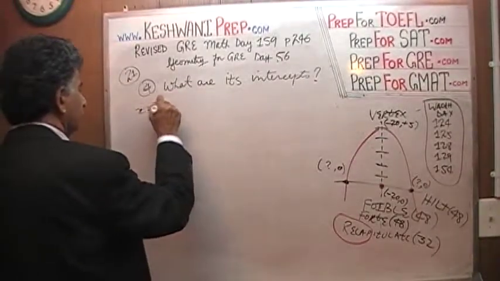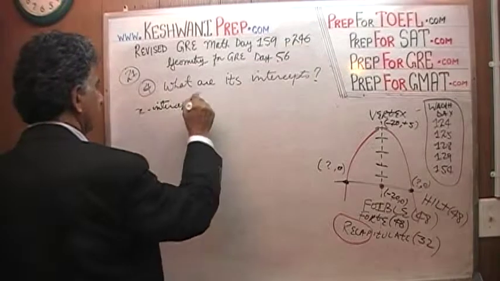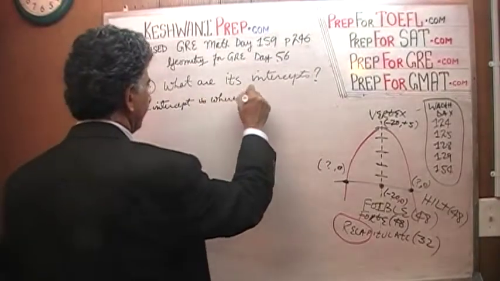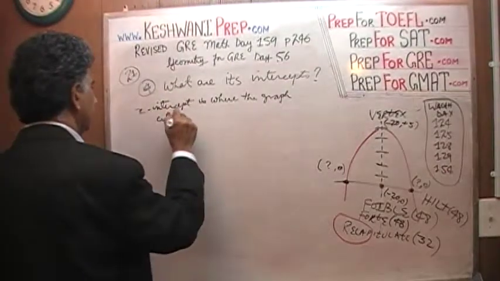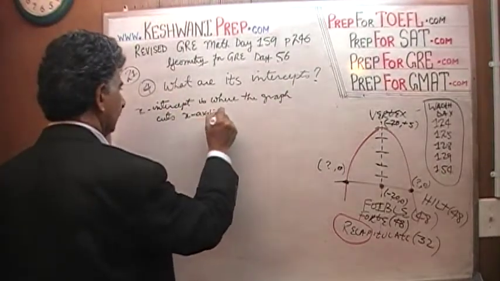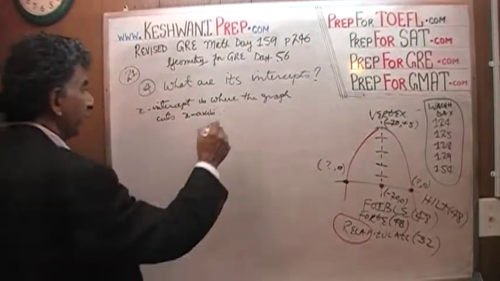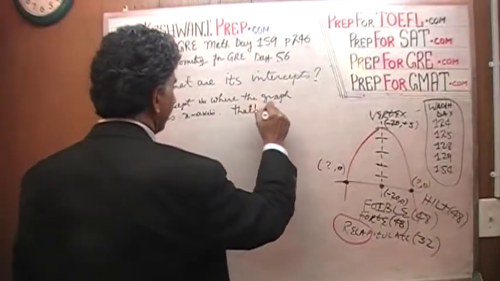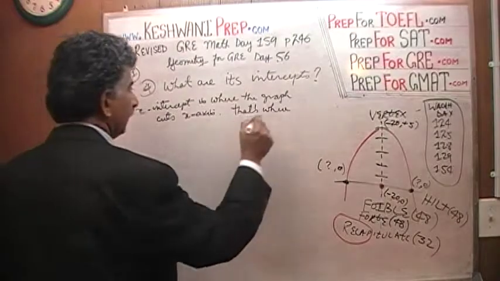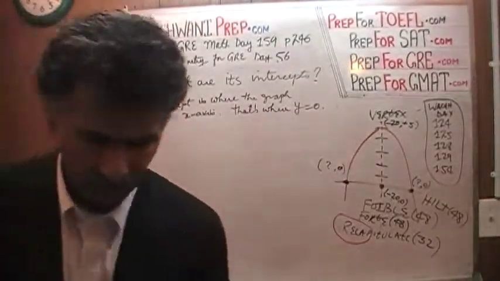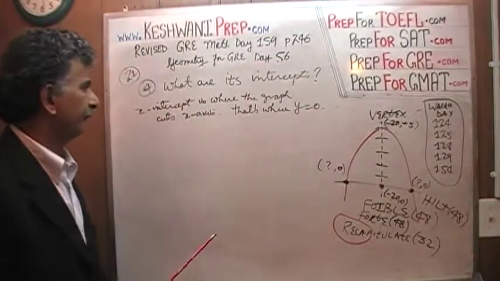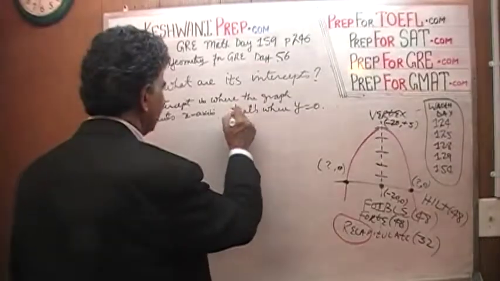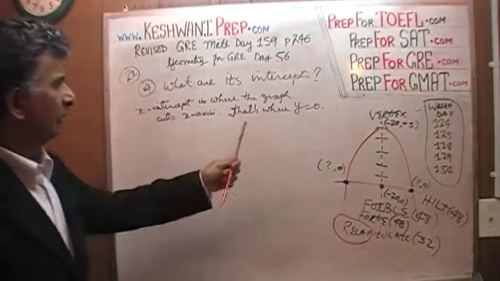The x-intercept is where the graph cuts the x-axis, which is why it's called the x-intercept. That's where y is equal to 0. Okay. Now don't be anal. Don't worry about the fact that I just started a new sentence with a small letter. That T must be capital. It doesn't really matter. So that's where y is equal to 0.